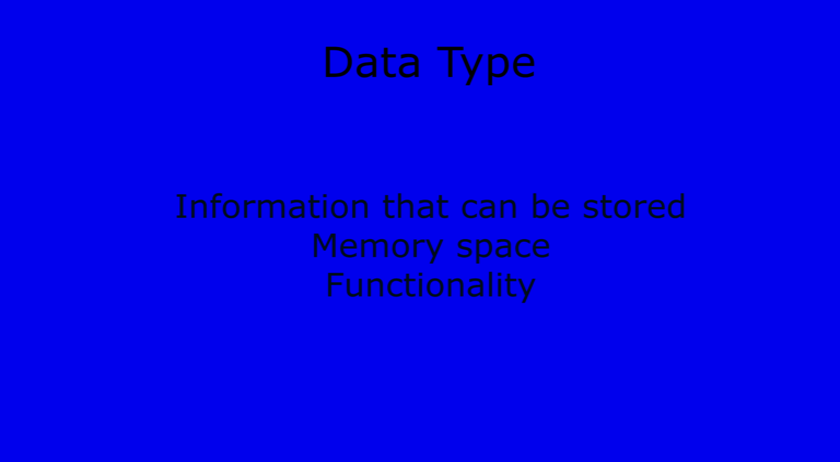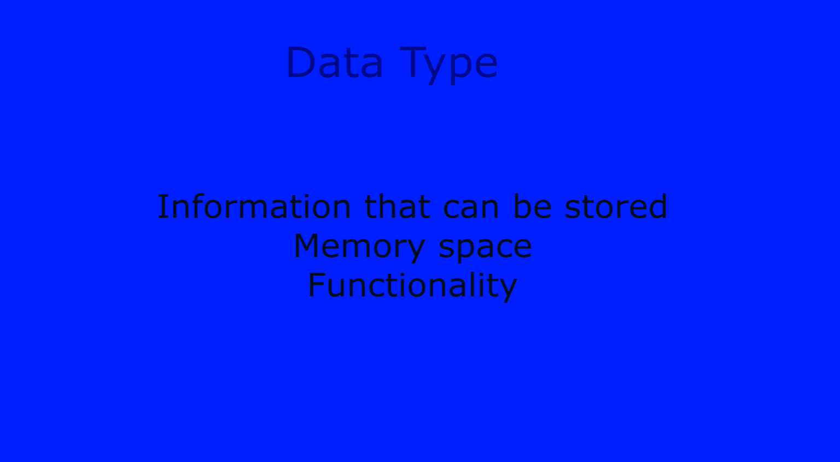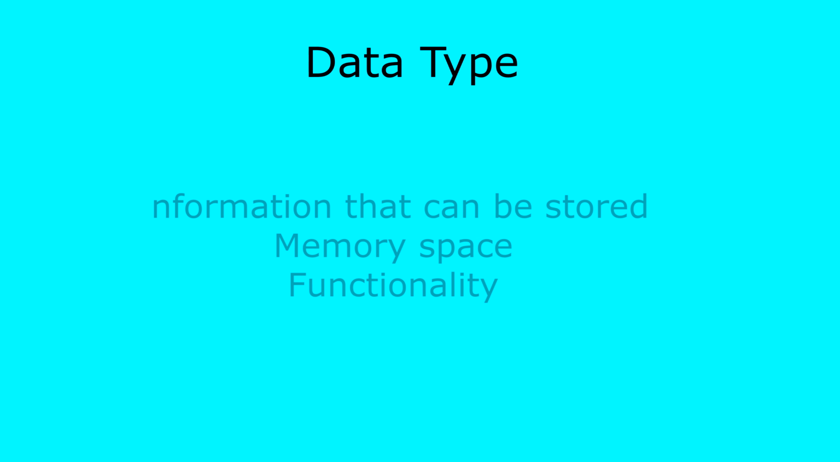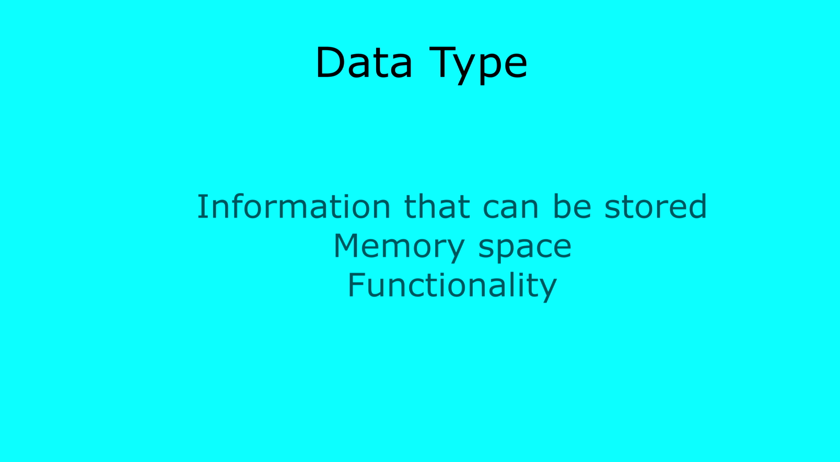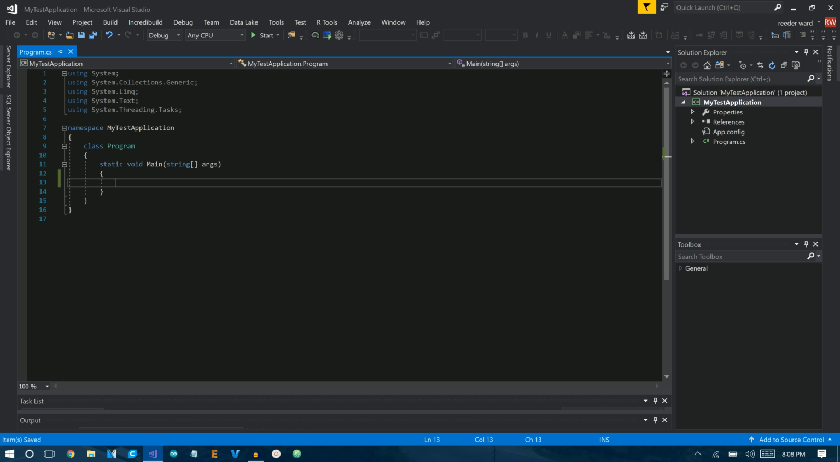A data type defines the information that can be stored in a variable, the size of needed memory, and the operations that can be performed with a variable. For example, to store an integer value in a variable, you use the int keyword. So the int keyword, and then plus the name of the variable, so you can make up any name for it. So I'm going to call it my age.